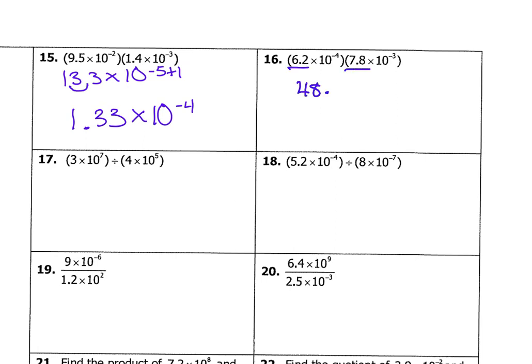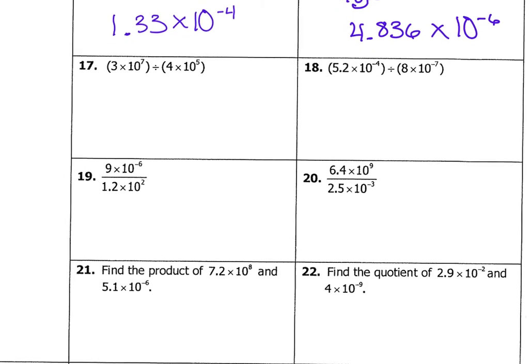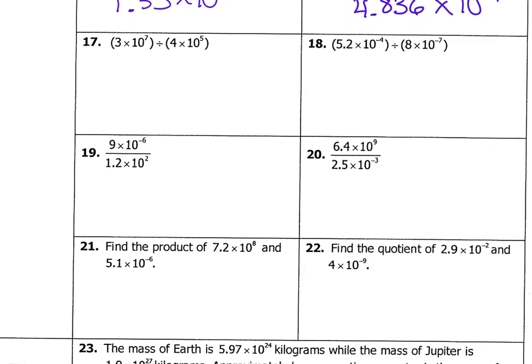48.36. Perfect. It multiplies, you get 48 and 36 hundredths times 10 to what power? To the negative 7. Okay, now put it in scientific notation. 4.836 times 10 to the negative 6. Awesome. This got one place smaller, this has to get one place bigger. Okay, McKenna, number 17.